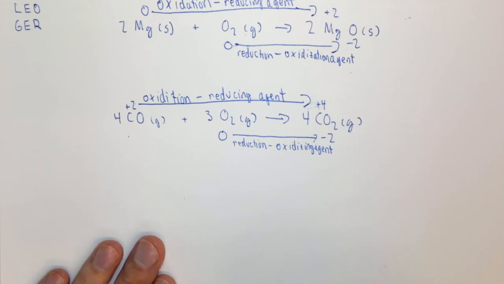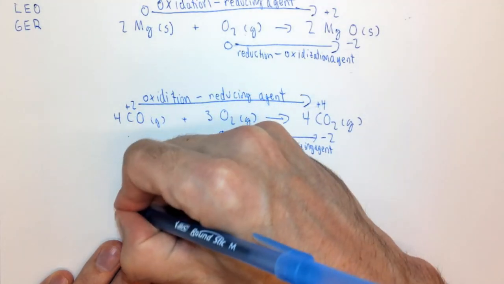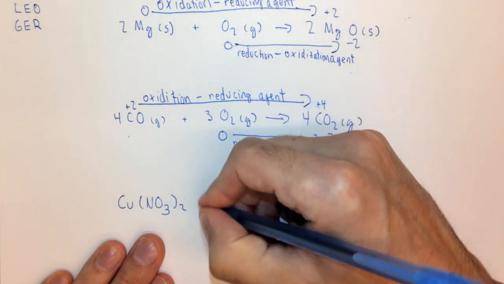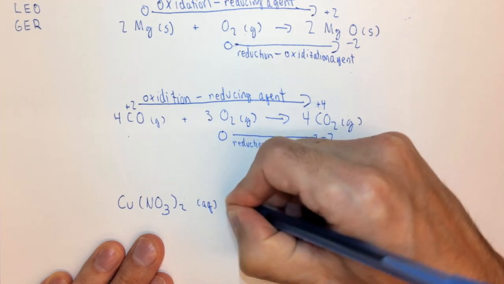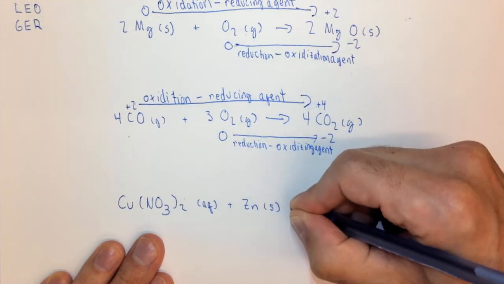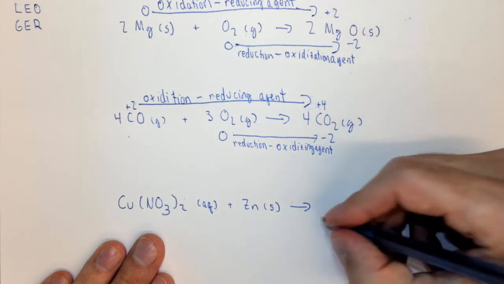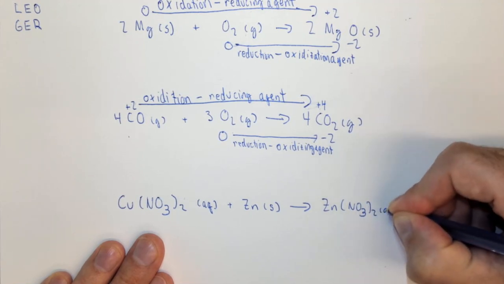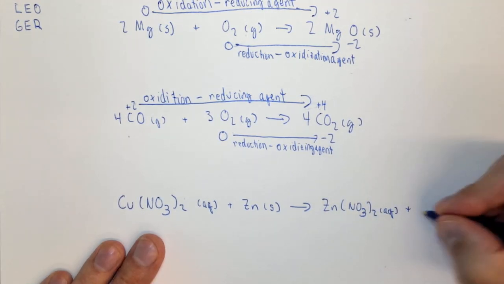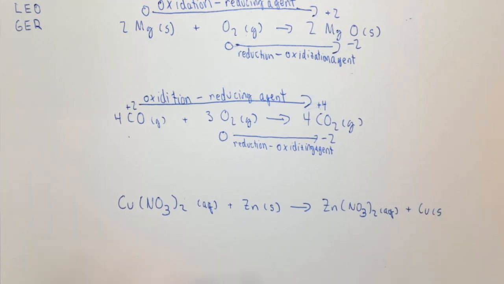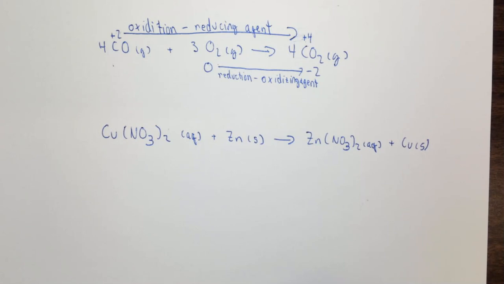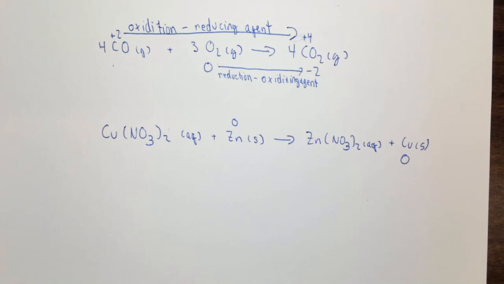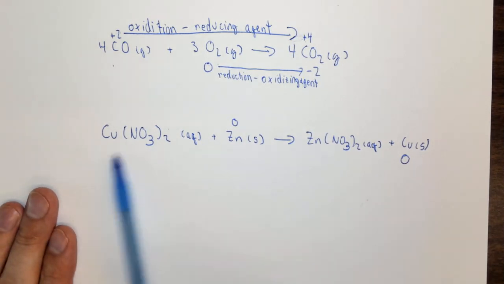Let's look at one more example. Let's look at copper(II) nitrate, Cu(NO3)2, aqueous, plus zinc solid yields zinc nitrate, Zn(NO3)2, aqueous, plus copper metal. So we can find the oxidation states of zinc 0 and copper 0. But what about in these compounds?